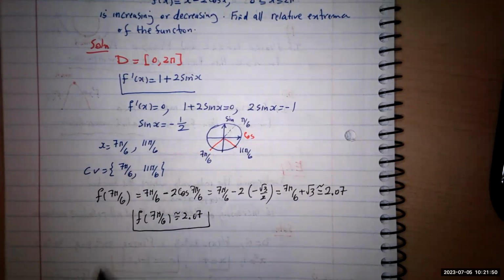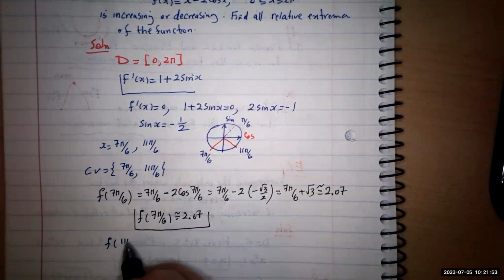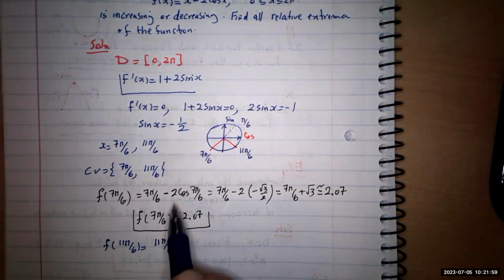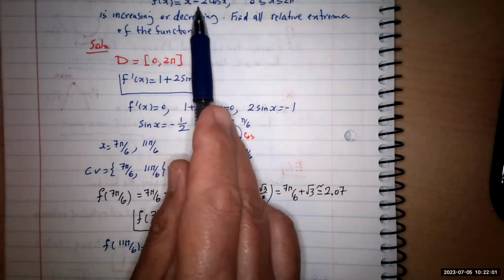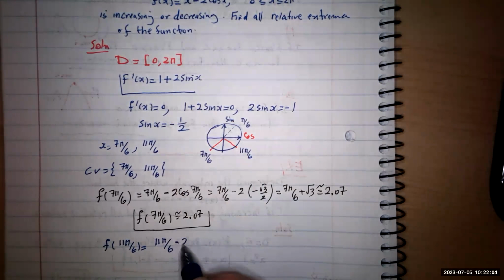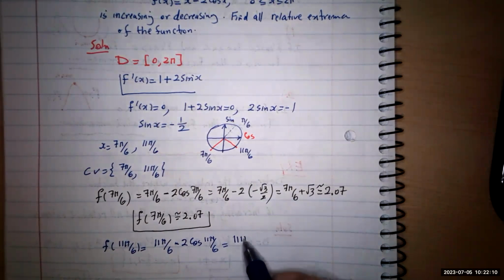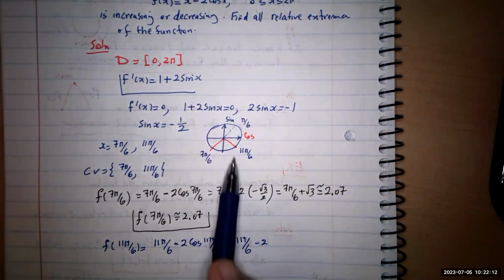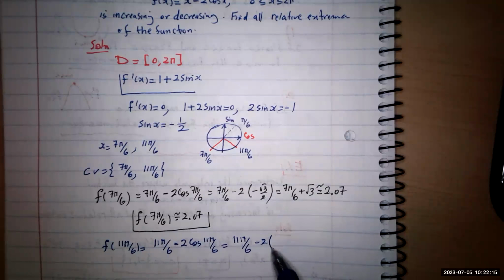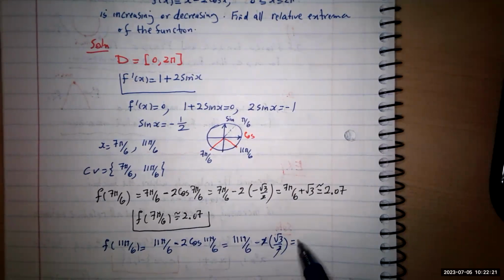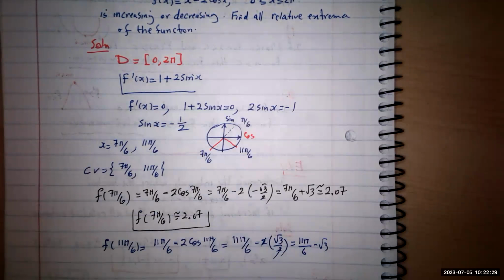We have one more, 11π/6. F of 11π/6. Go ahead in the function, 11π/6. And the function is x minus 2 cosine of 11π/6. So it's going to be 11π/6 minus 2 times cosine of 11π/6. 11π/6 is here, cosine is positive, so it's radical 2 over 2. When you simplify the 2 and the 2, that gives you 11π/6 minus radical 3.